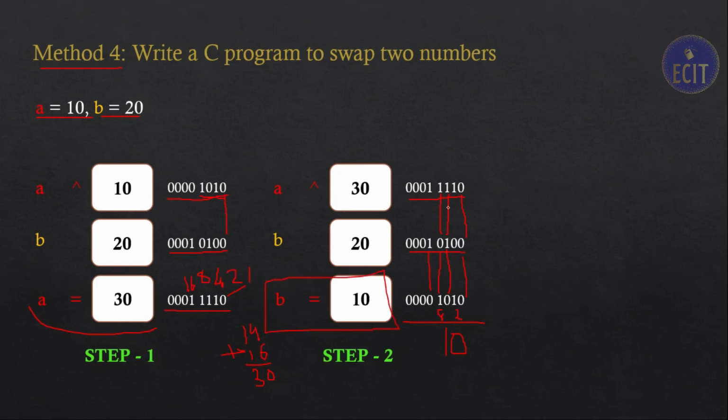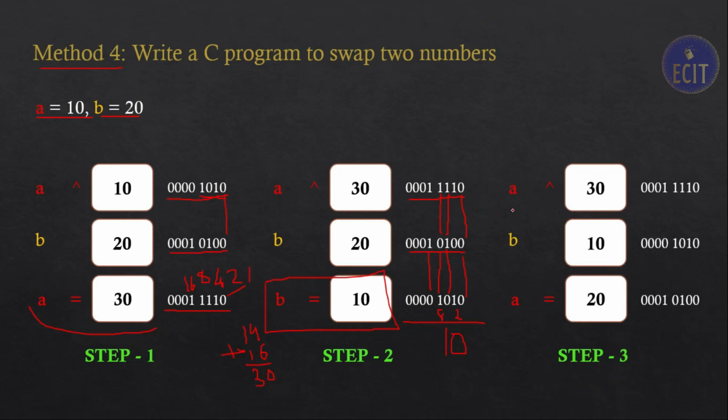Now next, again perform the XOR operation between a and b. This time we want the value of a. So you can see that the value of a is 30 right now, b is already updated to 10, and if you perform the XOR operation, the numbers are the same, so 0, the numbers are the same, so 0, these are different, so that's why it is 1. All numbers are the same but these are different, so the result will be 1 over here.